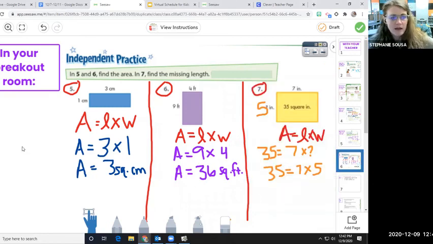And for number 7, you had a missing dimension. Your width was missing. Your area is equal to your length times your width. Your area was 35, which is equal to 7 times question mark. If we use our 7s to multiply, 7, 14, 21, 28, 35, boom. We said the 7 five times. So your missing dimension, your width, is a 5.